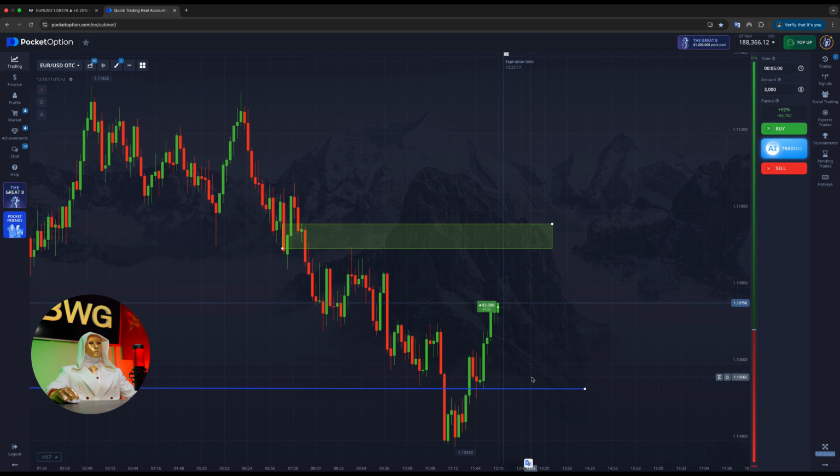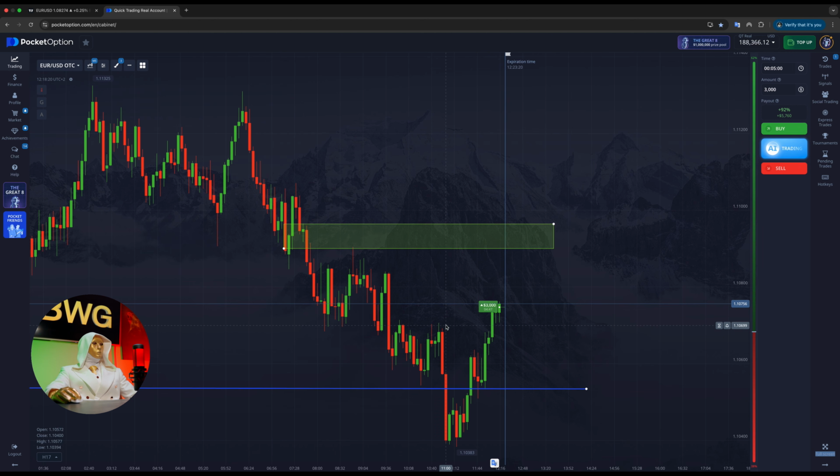What do we have in this case? We have a reaction to the level. We have a change in our market structure. Let's tag this.